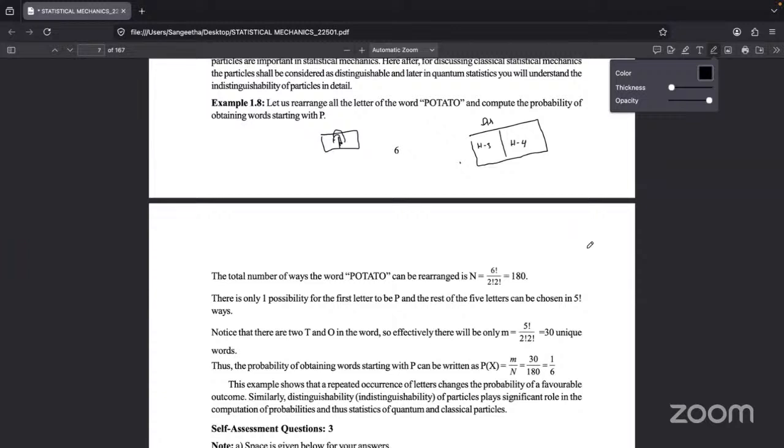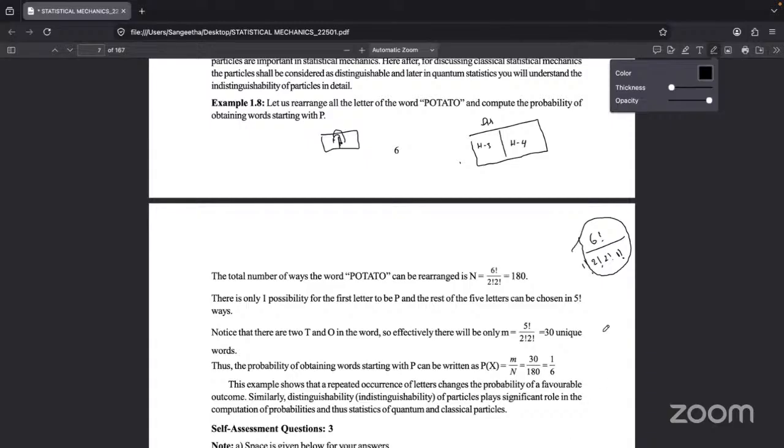How starting with P? In total, how many letters do we have here? 6 letters, so 6 factorial. First we will write the total, and after writing the total, we will see for the P. So first I am writing for the total. Total letters is 6, and we have P, 1 letter, 1 factorial. O is 2 letters, 2 factorial. Next, T is also 2 letters, 2 factorial. Next, A is only 1, that is 1 factorial. This is overall for potato.